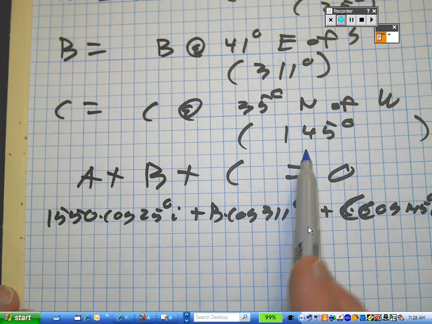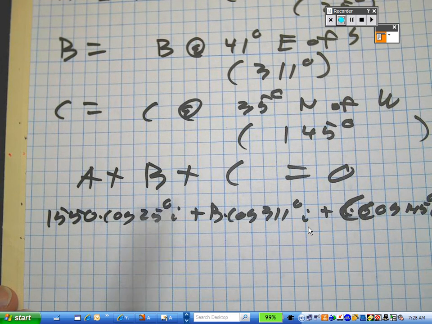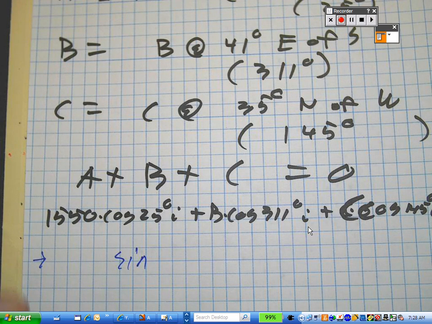The last little hint is all three add up to 0. So the i components, which are the cosines, add up to 0. What I didn't write for you is the same thing has to go for the sines, and they add up to 0. You solve the equations simultaneously. That should finish this nicely. Have a good time.